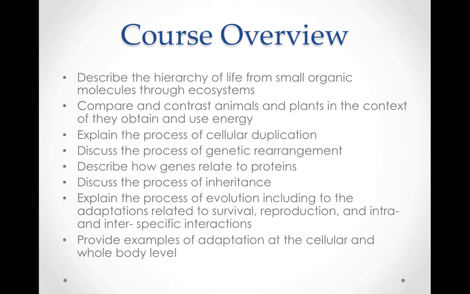We will then kind of wrap things up towards the end and explain the process of evolution, including the adaptations related to survival, reproduction, and intra and interspecific interactions. So again, understanding the concept of survival of the fittest. We'll look and touch on some of the things that Darwin brought to our attention. And then ultimately we'll provide examples of adaptation at both the cellular and whole body level. So again, this is an overview of the various topics that we're going to cover within this introductory level biology course.